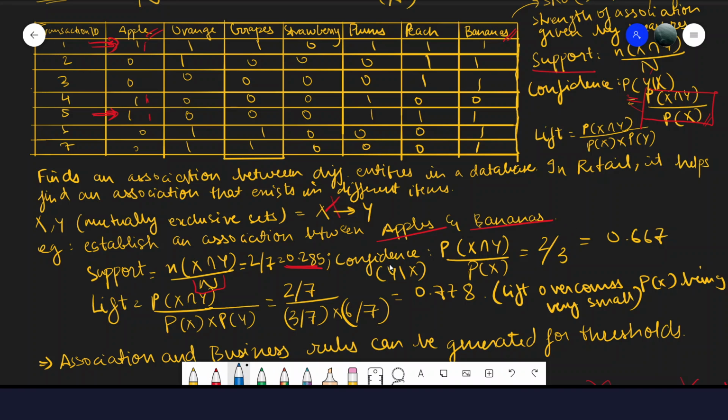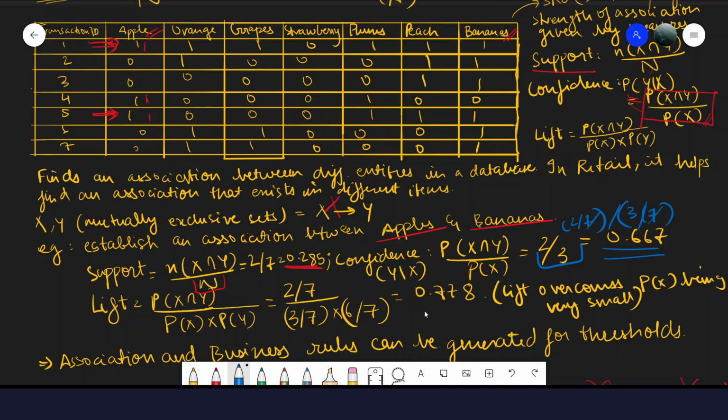This is actually 2 by 7. Just so that you don't get confused, it's 2 by 7 whole upon 3 by 7, right? And the 7 gets cancelled. I wrote it in short. So it's 2 by 3. This comes out to be 0.667.